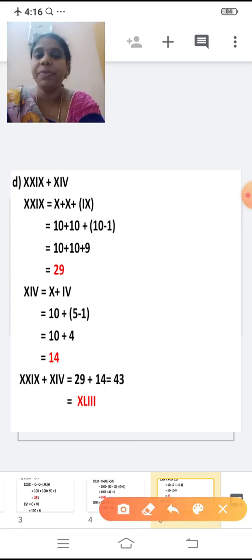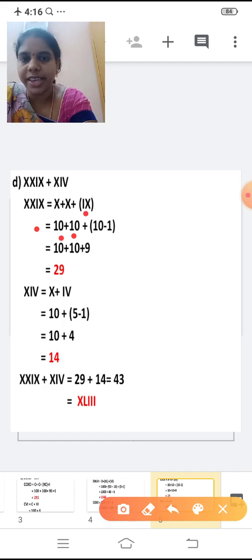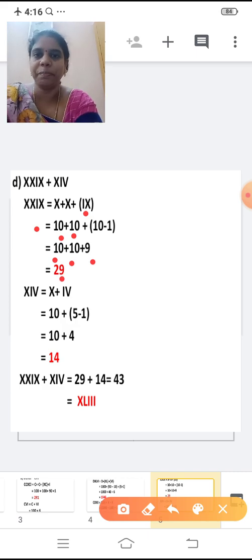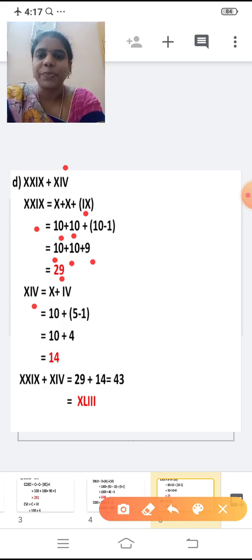I'll repeat it one more time. First find the value for XXIX, X plus IX. 10 plus IX is 10 minus 1, 9. Add all together. 10 plus 10, 20. 20 plus 9, 29. Now take the second one. XIV. X plus IV. What is the value of IV? 4. So 10 plus 4, 14.